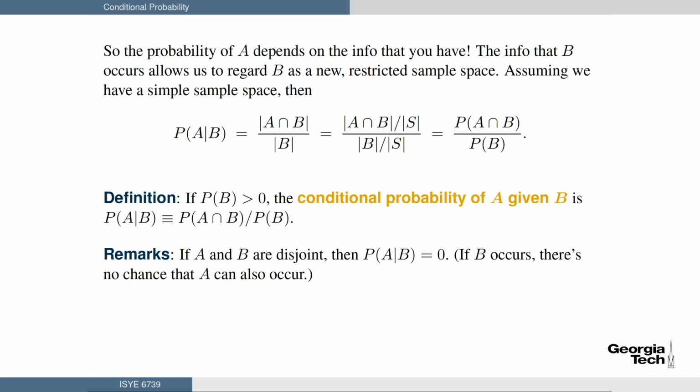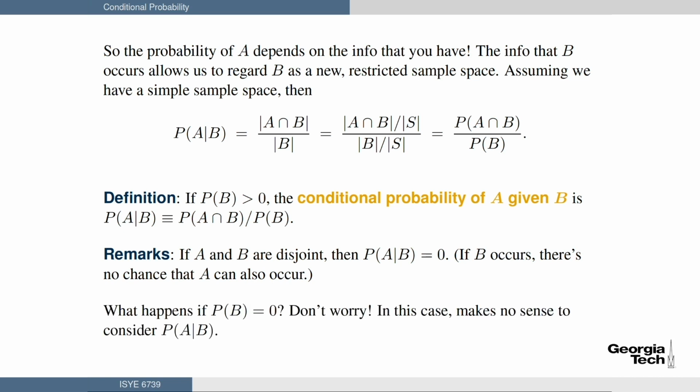Remarks: if A and B are disjoint, then the probability of A given B equals 0, because if B occurs, there's no way that A can also occur. And you might worry, well, what if the probability of B equals 0? We don't like dividing by 0 after all. I would say, don't worry, because in this case, it actually makes no sense to consider the probability of A given B.